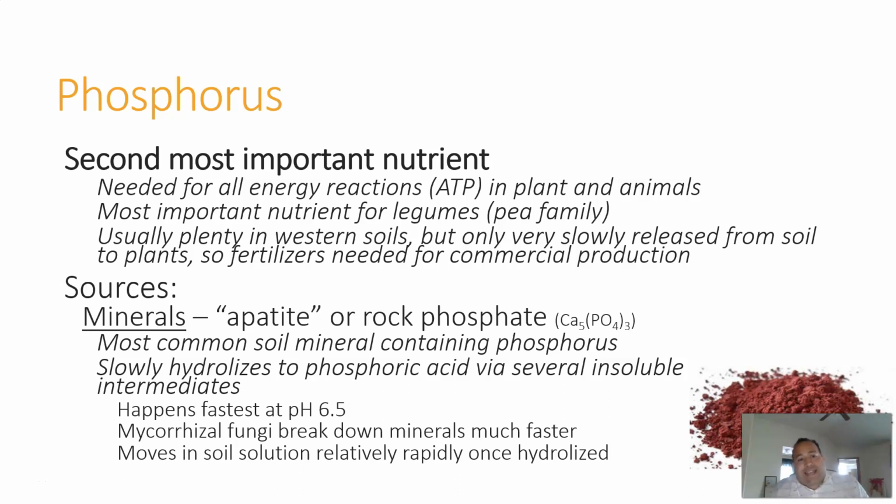So, where do you get phosphorus? You can get it from minerals, apatite or rock phosphate. That's the most common soil mineral that contains phosphorus. It slowly hydrolyzes to phosphoric acid via several insoluble intermediates. And this happens fastest at a pH of 6.5. So, once again, why knowing pH can be helpful. And then mycorrhizal fungi will help break down the minerals much faster, and it moves in soil solution relatively rapidly once it's hydrolyzed.